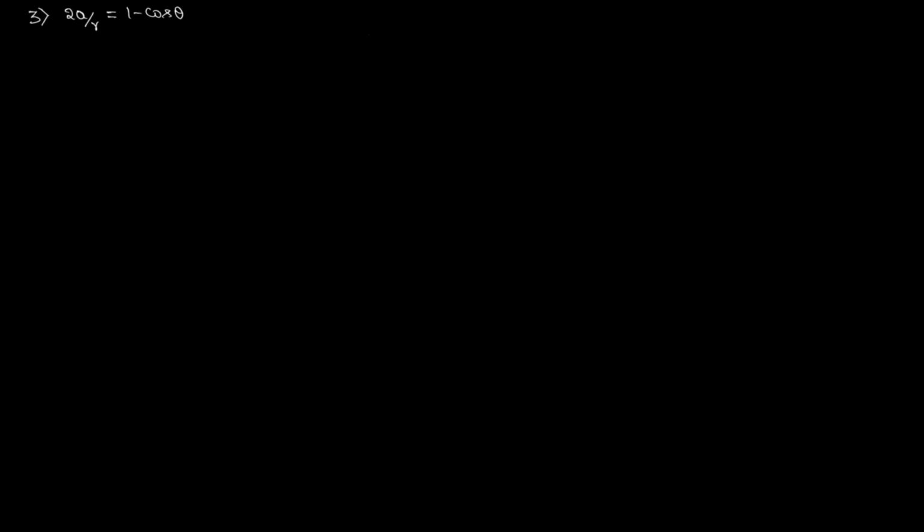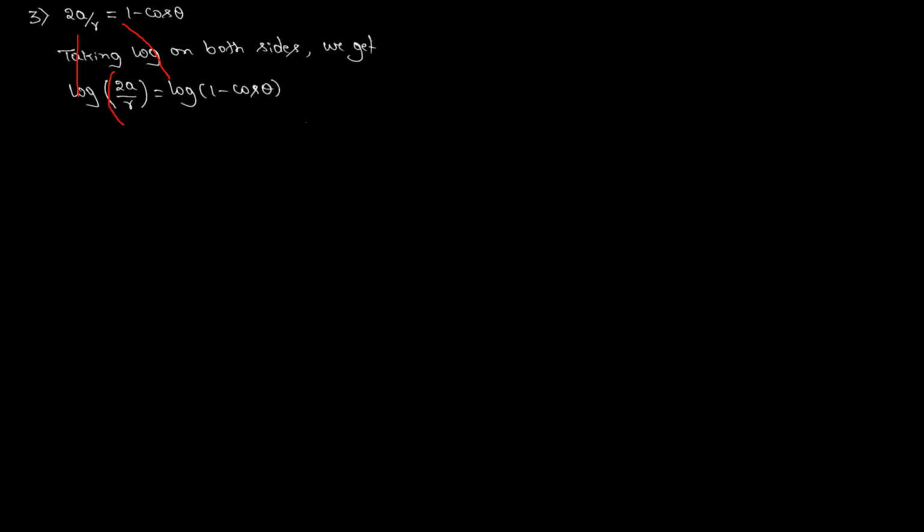Now let us take another problem. The curve is 2a by r is equal to 1 minus cos theta. Very first step is taking log on both sides. Let us apply log on both sides to this equation. Yes, we have taken log on both sides here, and we know log of a by b is log a minus log b.